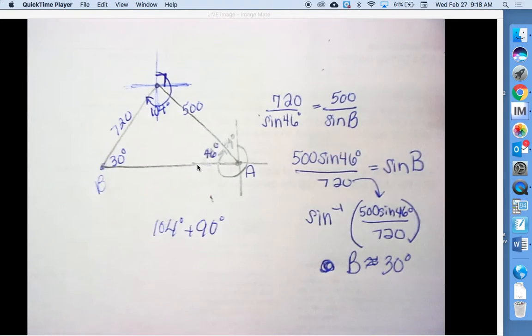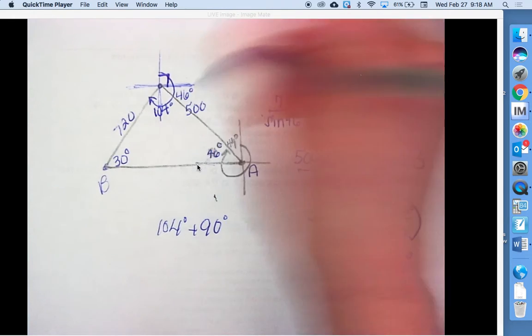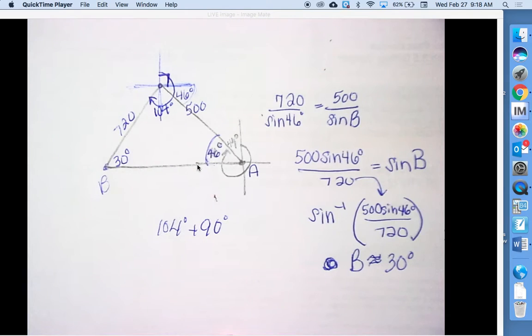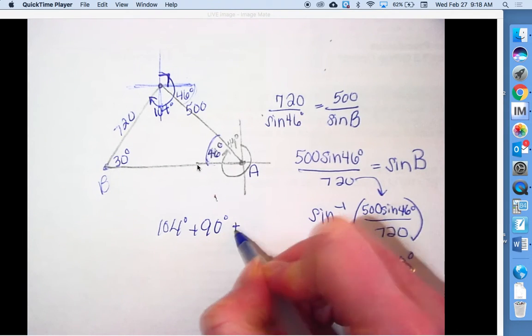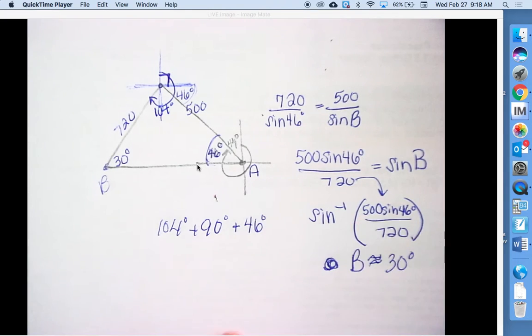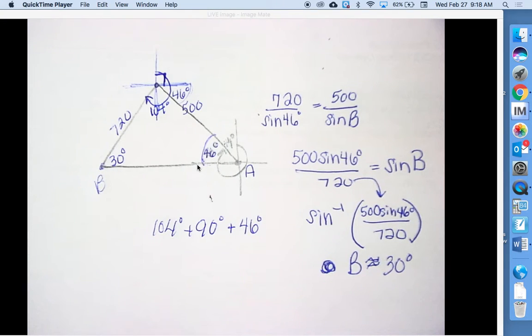Sean? 46. Yeah, it's 46 degrees because alternate interior angles, this angle and that angle, are congruent. So on top of the 104 and the 90 degrees, we need to add the 46. And that gets us that entire angle to give us the bearing based off of the directions from the book or the definition from the book. And when you add those together, it is about 240. Is that about 240? Yeah.